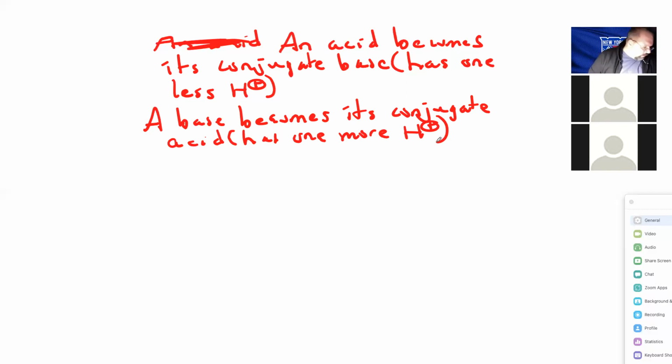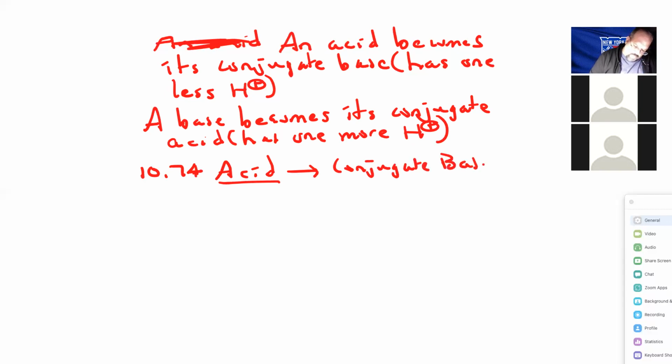All right. So I'm going to go to the textbook and take a look at problem 1074. I'm going to look at it a little bit differently than what they have here. First off, let's take the following acids and come up with the formula for the conjugate bases. The two acids we're going to look at here are HS minus and H3O plus.